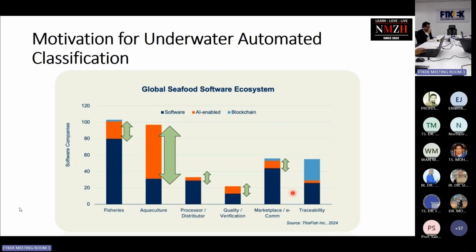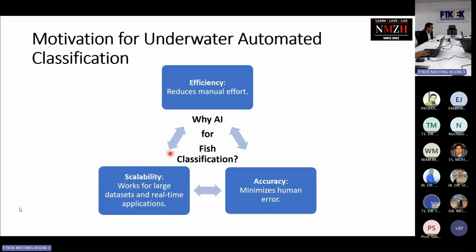Based on this data, we can clearly see that aquaculture and fisheries have high demand for AI-enabled solutions. This is the global picture. It's not only for Malaysia. That's what is happening.